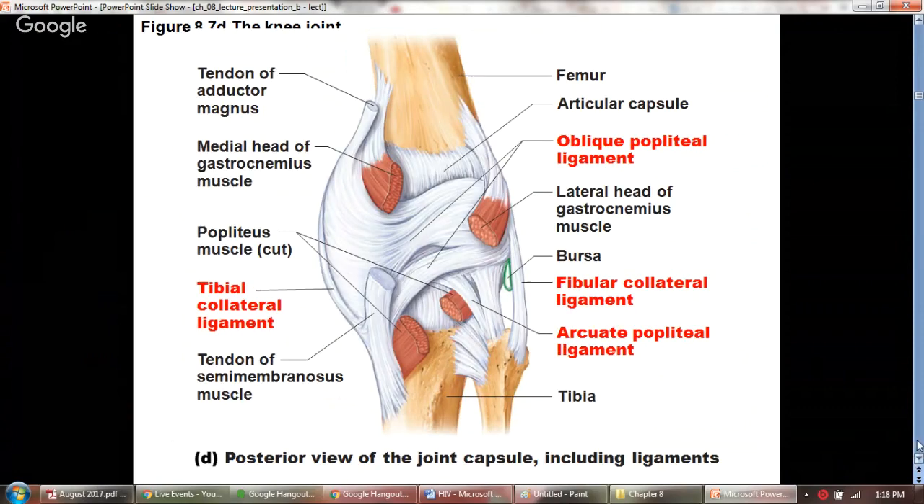And this would be the posterior view of the joint capsule, including its ligaments. You would see the oblique popliteal ligament going across it, the fibular collateral ligament, the arcuate ligament, the tibial collateral ligament, and the tendon of the semimembranosus muscle. So posteriorly, it's the tendon of the semimembranosus muscle. Anteriorly, you would find the quadriceps tendon.